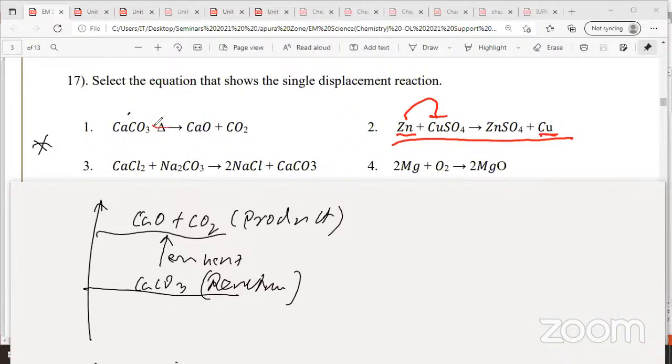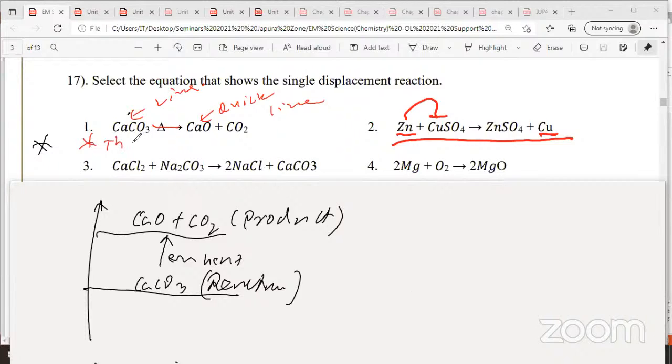This triangle should actually come below the arrowhead. Calcium carbonate is a solid. This is called quicklime, and this is called limestone. Please write right below the first reaction: it's a thermal decomposition reaction as well as an endothermic reaction.